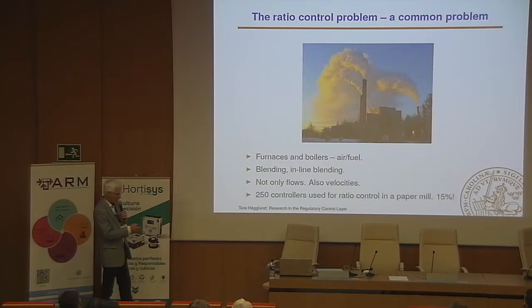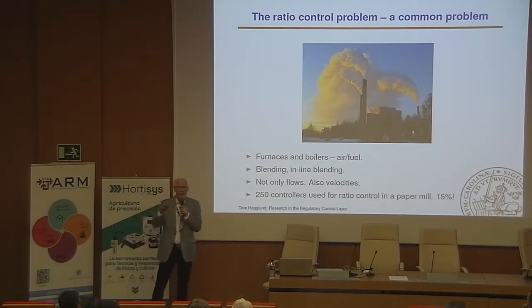This is a very common problem. In furnaces and boilers, for instance, you would like to keep the ratio between air and fuel constant. You have inline blending in chemical plants. It's a very common problem. I made an investigation. I asked some different companies in Sweden how many ratio control problems they have. In a normal paper mill, you have around 250 ratio control problems. It means that around 15% of all controllers in a paper mill are working on ratio control. So it's a common problem.